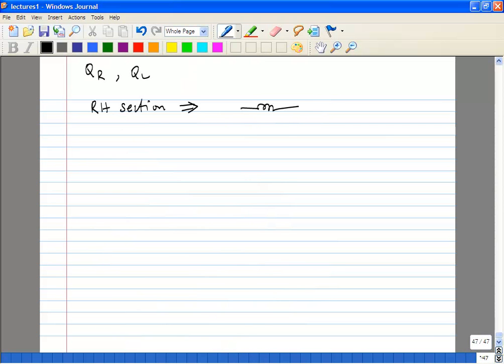Okay, so what does the right hand section look like? You have L2, C2, you have Rp, right? And the input impedance is Ri.